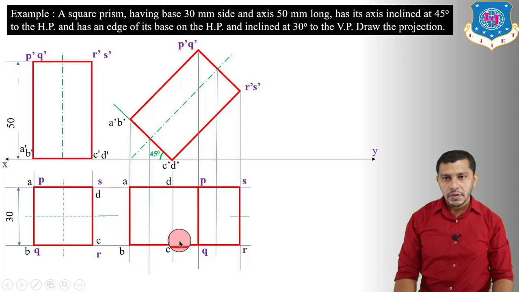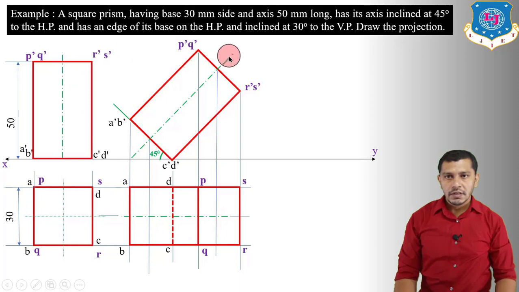So AB, BQ, QP and PA is going to be visible, and this base CD is going to be hidden because it is not going to be visible from the top. So this is going to be hidden. Now project the axis. So this will be the top view of the axis. So this will be the front view and top view in the second stage.